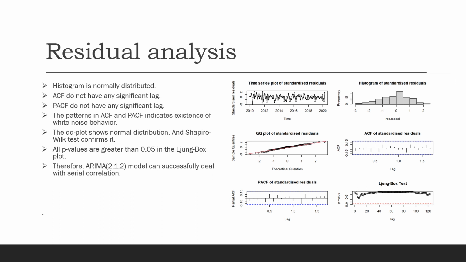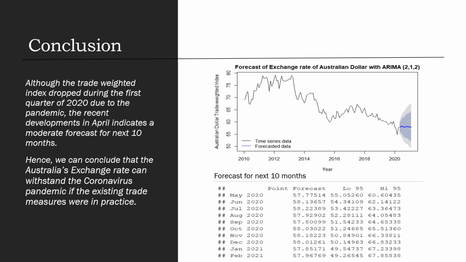Hence, we will be using model 212 for our forecasting as well. Using ARIMA 212, we have forecasted the exchange rate of Australian dollar using trade weighted index for the next 10 months.